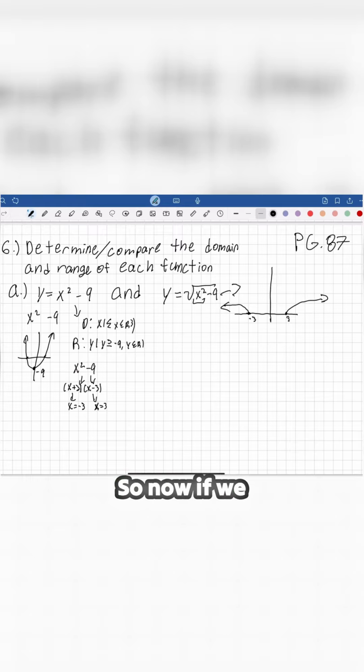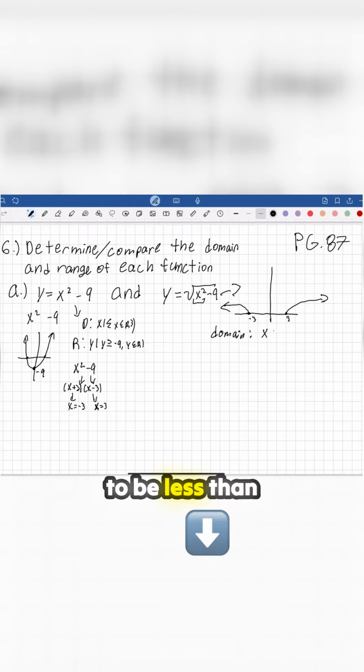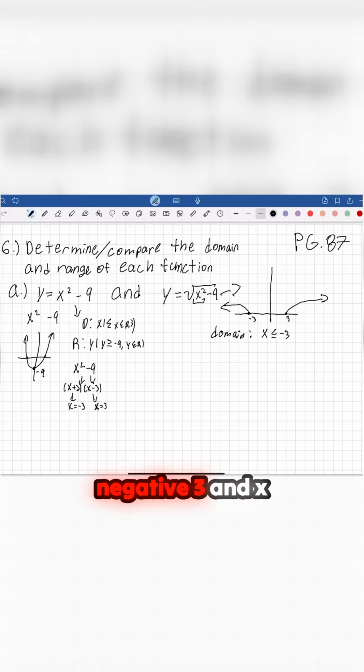So now, if we think about our domain, the domain just becomes x has to be less than or equal to negative 3, and x has to be greater than or equal to 3.